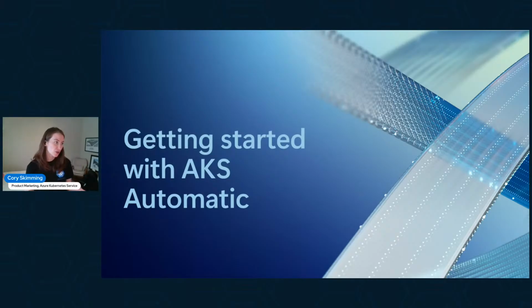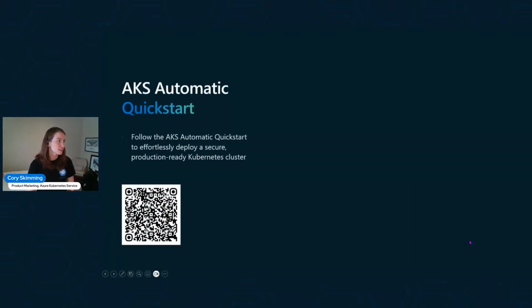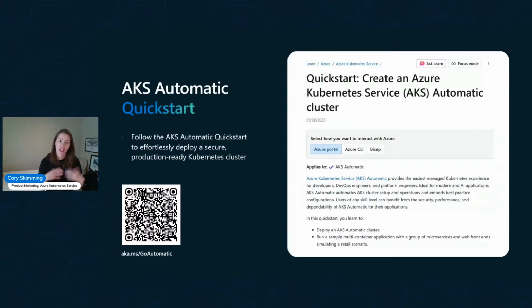You're probably wondering now how you can get started with AKS Automatic. And so we have a few resources lined up for you here, as well as an exciting announcement. First off, the easiest way to get started with AKS Automatic is by using the quick start. So go to aka.ms/goautomatic or scan this QR code, and it will take you to our quick start guide that will enable you to effortlessly deploy your first AKS Automatic cluster. I'll give folks a second to scan that QR code.